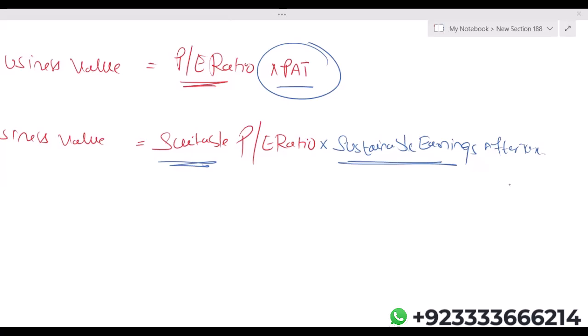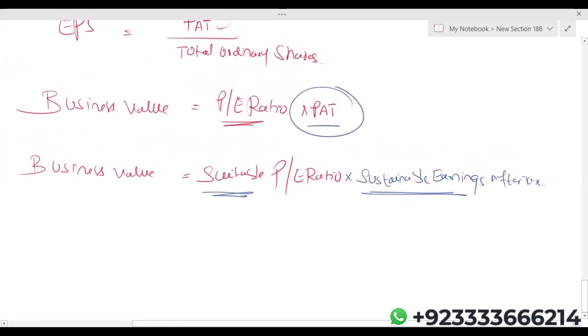Because if you're not adjusting the PAT and you are working on any outdated PAT, then obviously the business value will be with a big question mark. So when we are valuing a business on the basis of P/E ratio, then you need to know something about suitable P/E ratio and sustainable earnings after tax. If I really need to adjust the PAT, the information will be given to you in the exam. All you need is that you should be able to deal with that information.